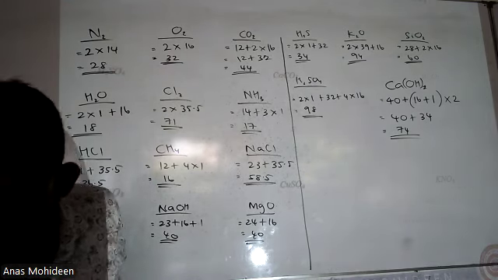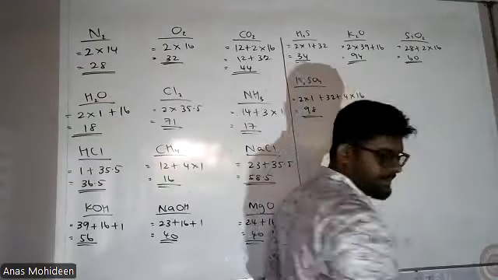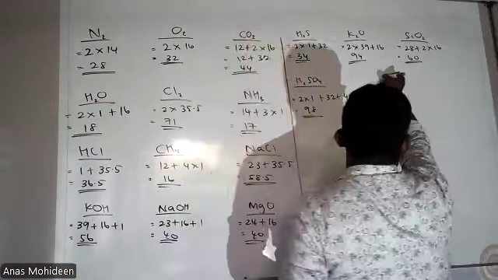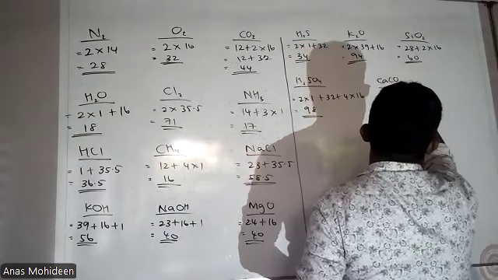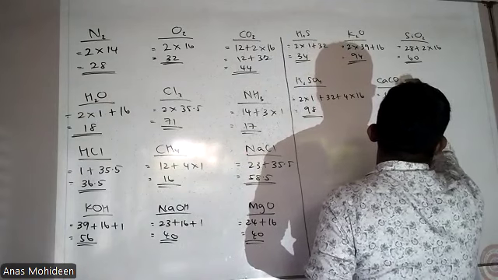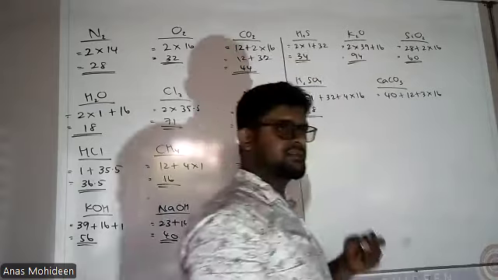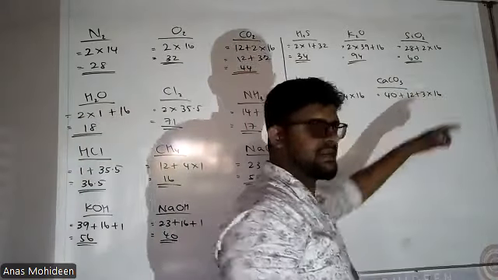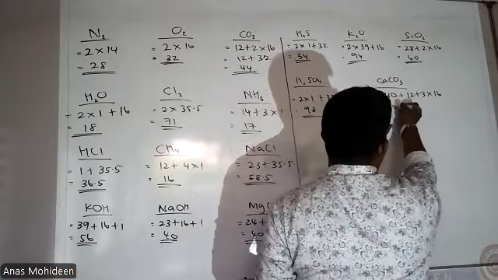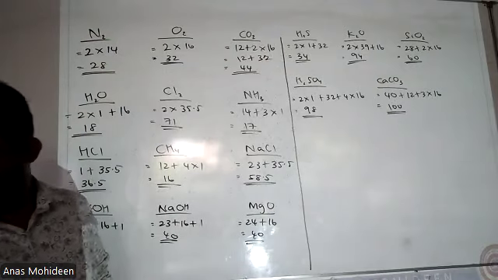CaCO3, right? Calcium 40. Carbon 12. Oxygen 3 into 16. What's the total? 100, right? Next.